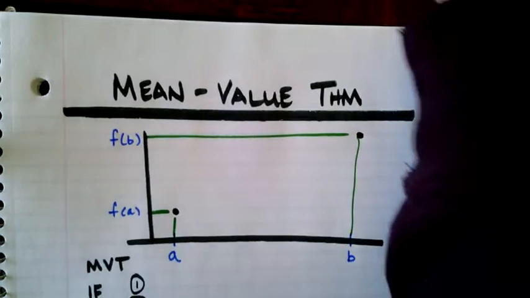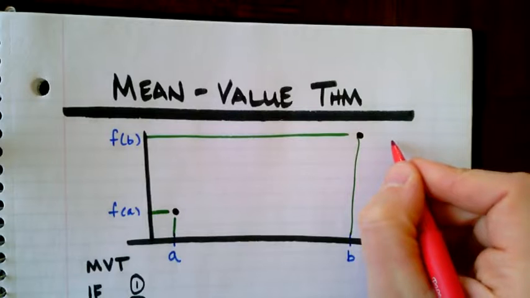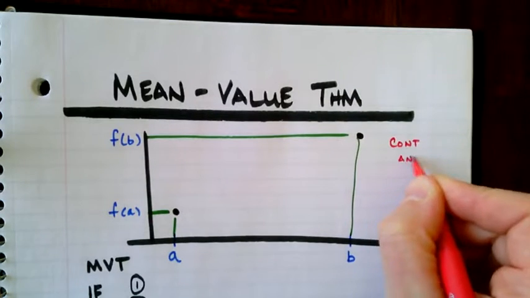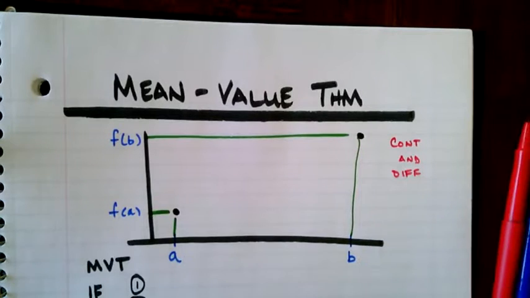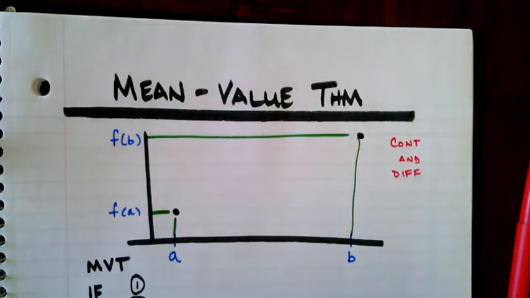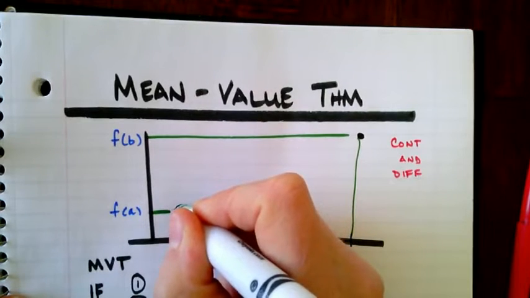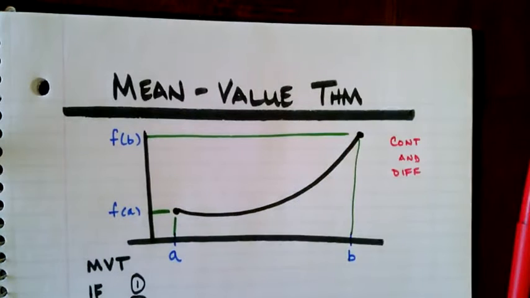Now I'm going to ask you to draw a curve that connects these 2 points, and there's 2 requirements. It needs to be continuous, and it needs to be differentiable. Doesn't matter how you draw it. You can draw it any way you want, but it has to meet those 2 conditions. So here I go.